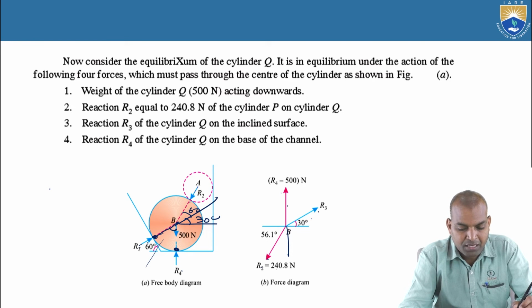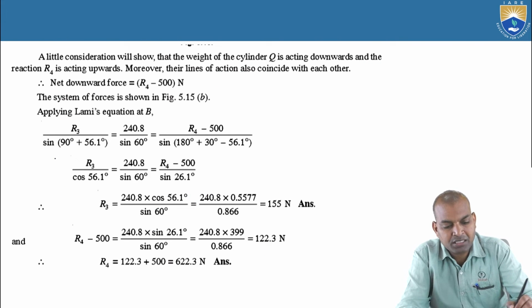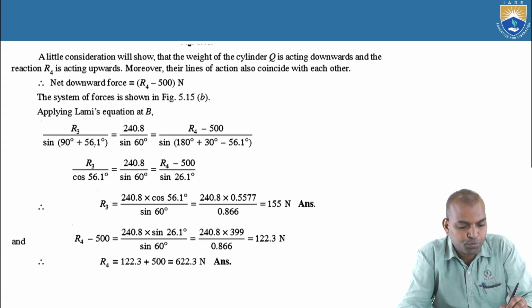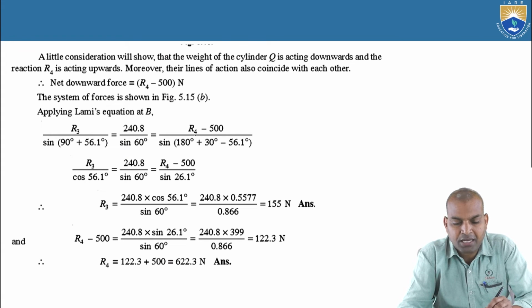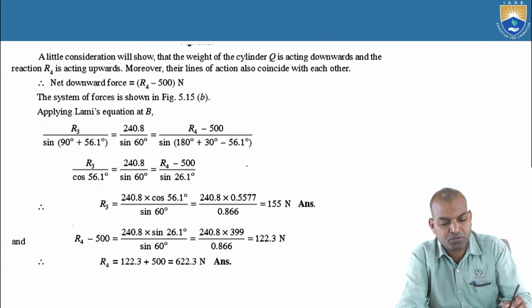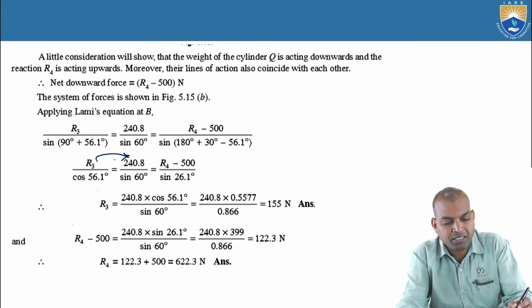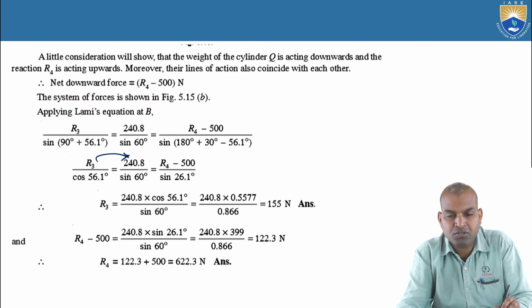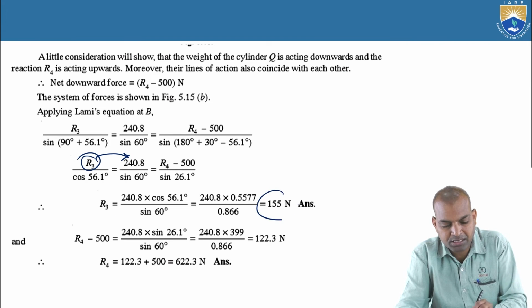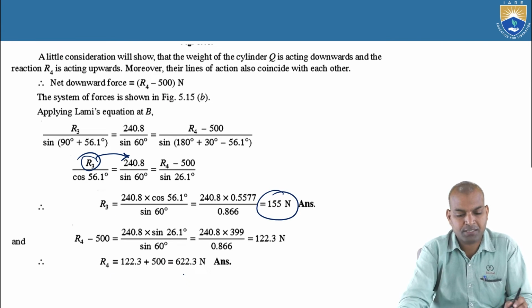Lami's theorem. So by using Lami's theorem, R3 by sin 90 plus 56.1 equal to 248.8 by sin 60 degree. That is R4 minus 500 by sin of 180 plus 30 minus 56.1. So equate R3 by sin 56.1 equal to 248.8 by sin 60. Then R3 can be calculated. That R3 is 155 newtons.